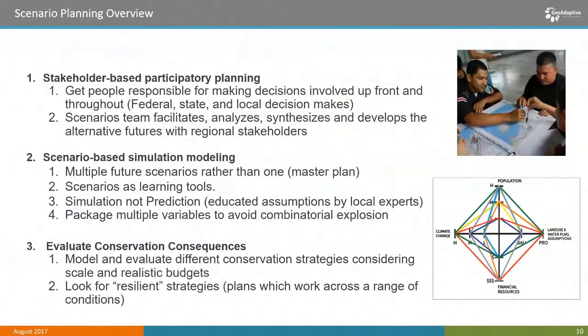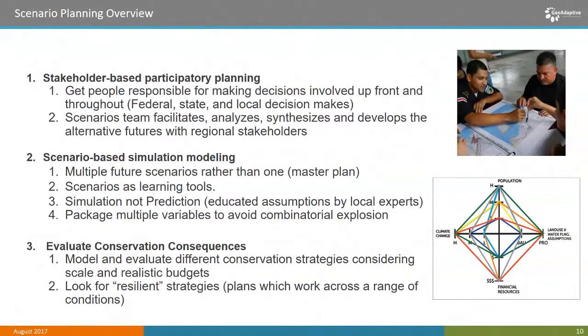Some basic principles of scenario planning. It should be participatory, ideally with as many different groups as you can involve within your budget and other resources. We usually try to include people at the federal, the state, and the local level. The scenarios team helps to facilitate the participatory process. We're collecting feedback from people. We're helping to manage the discussion and also synthesizing the outputs of each workshop that we put together in order to help develop these comprehensive scenarios and make sure that they're reflecting a wide range of alternatives.